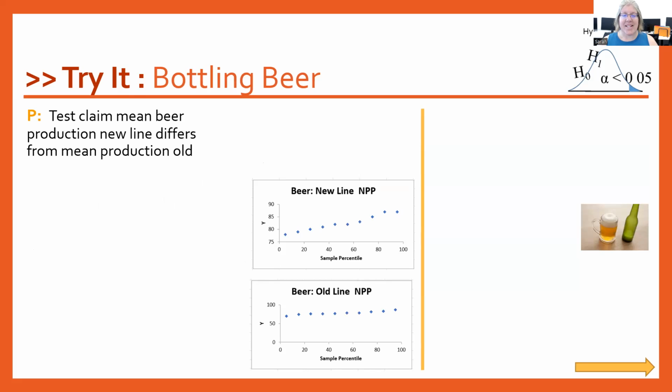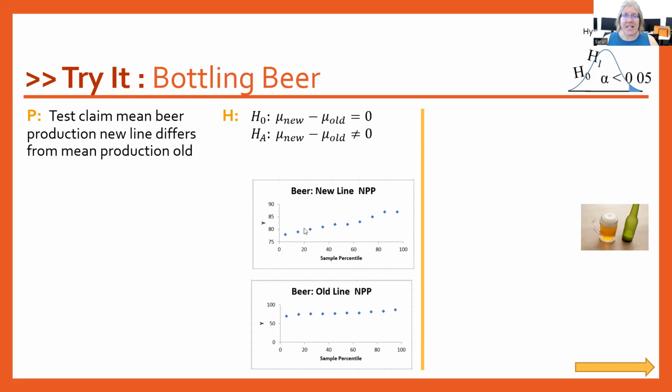The hypotheses: the null hypothesis will be the mean of the new minus the mean of the old is equal to 0. Or in other words, the means are about equal, or the two groups are producing about the same amount of beer on average each hour. The alternative is going to be mu of the new minus mu of the old is not equal to 0. And I got that not equal from the differs that we have written down in our parameter statement.